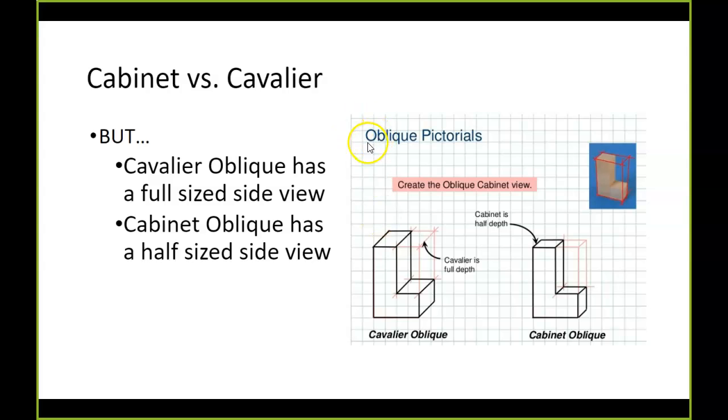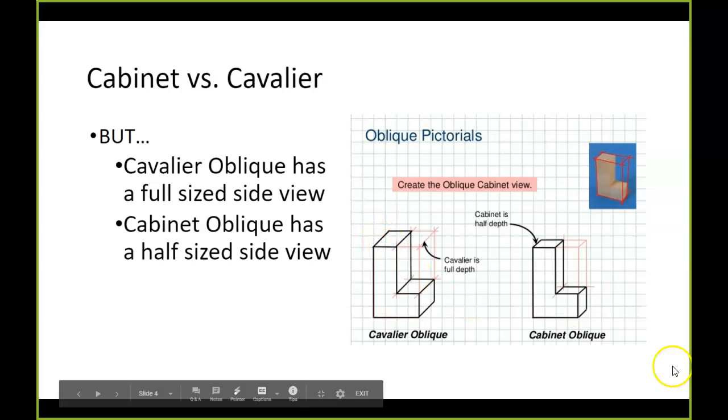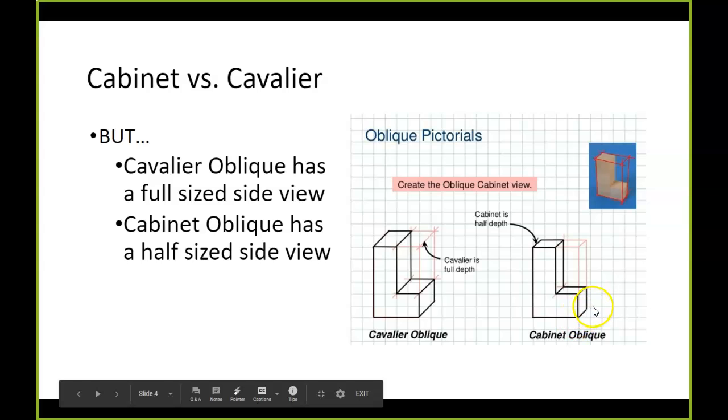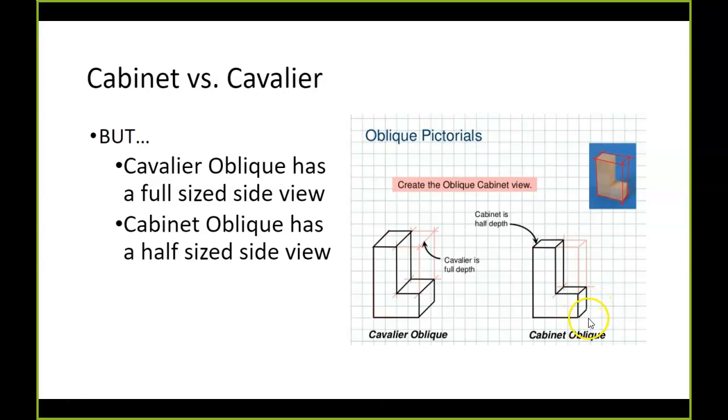Okay, so cabinet makers later changed this a little bit and made this cabinet oblique, which again, it comes from cabinet makers. And it was for showing clients the furniture that they were building for them. And instead of being full depth, they're half depth, which look a lot better.